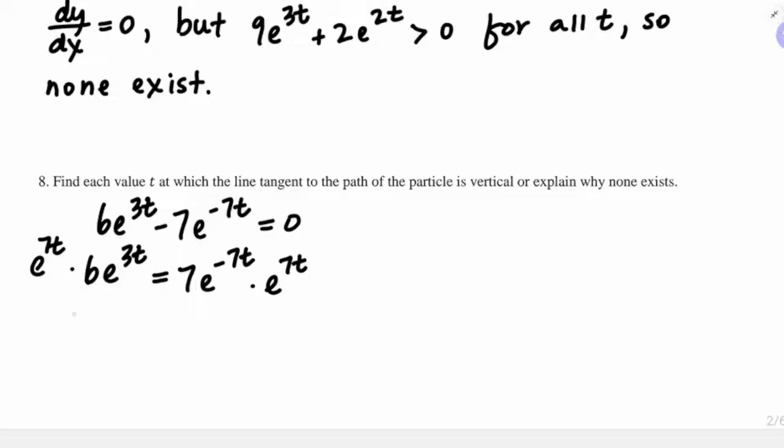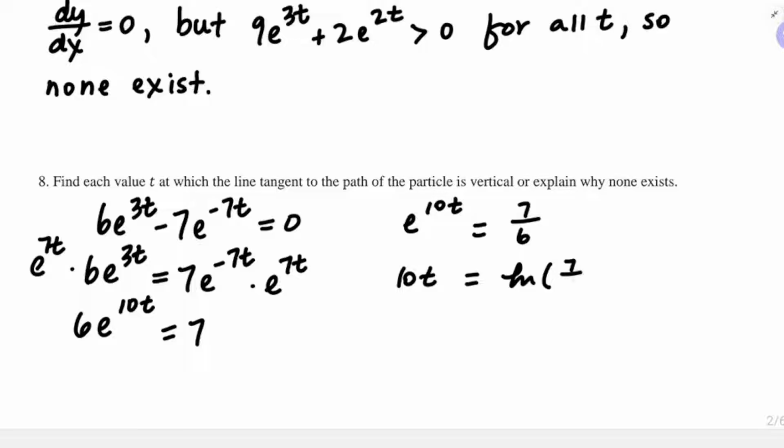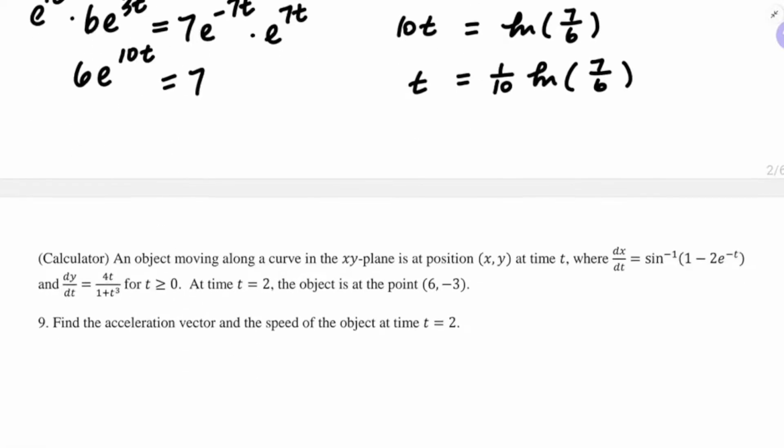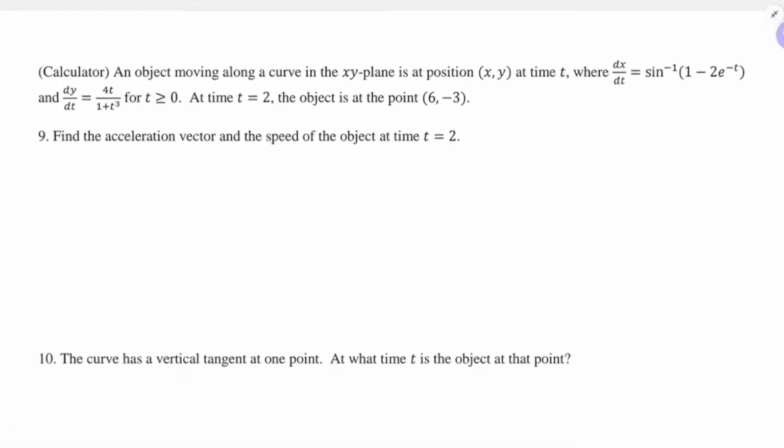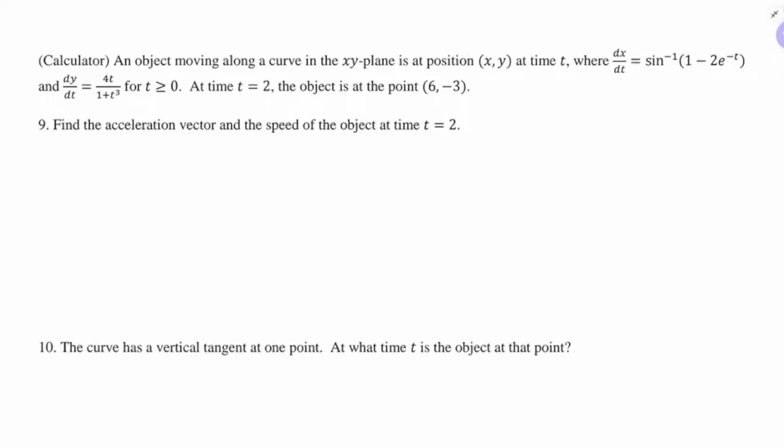And then, okay, so that's 6e to the 10t equals 7. e to the 10t equals 7 over 6, and you got it from here. 10t is going to equal the natural log of 7 over 6, and t is 1/10 of that. Wow, nice algebra. I haven't had anything that intensive in a while, so I think that's definitely something good for us to see.